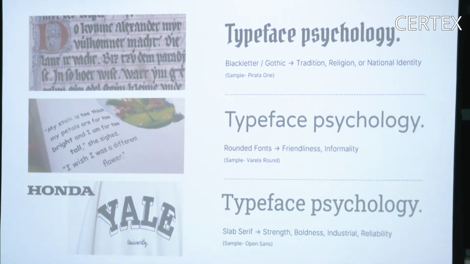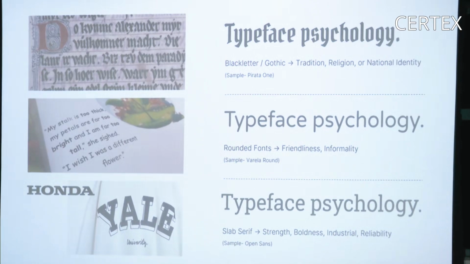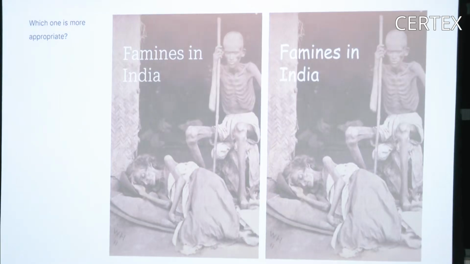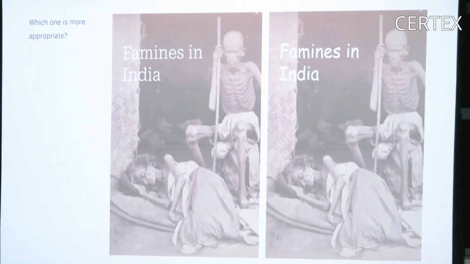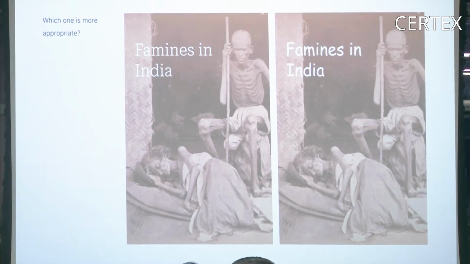Then comes the slab serif. Slab serif shows strength, boldness, industrial, as can be seen in the Honda logo or the Yale sweatshirt. Which one looks more appropriate? Everyone agrees, right? The left one, because it creates seriousness. We're not talking about something comforting or something very childish. We're talking about something of a serious matter.